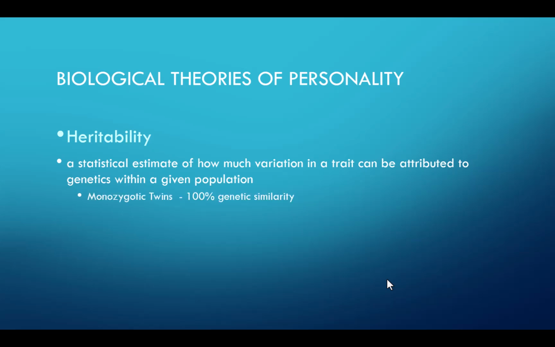Also important to remember is that monozygotic twins have 100% genetic similarity, whereas dizygotic twins have 50% genetic similarity. So dizygotic twins or fraternal twins are no more similar than regular siblings in terms of genetics, but they did share a womb. Monozygotic twins or identical twins share all of their genes because they started as a single egg and a single sperm that then split at some point during development.